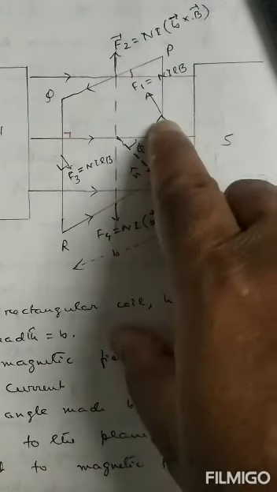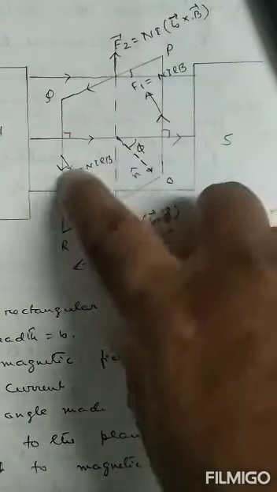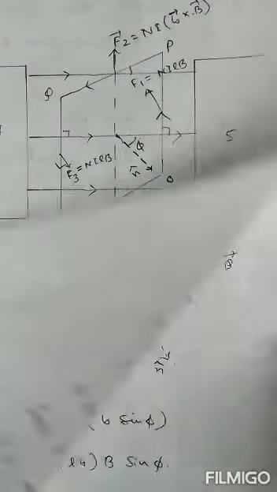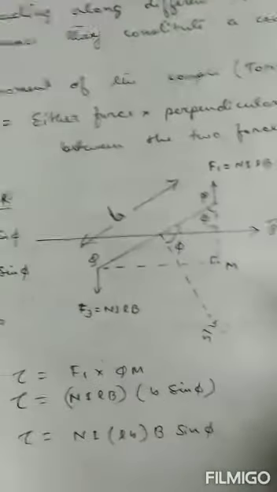But what is the direction of this force? This force F1 and F3, they are also equal in magnitude, opposite in direction, but they act along different lines of action. So this force F1 is in perpendicularly downward direction, and this force F3 is in perpendicularly upward direction. As a result, the coil will rotate due to the action of F1 and F3. The coil will rotate like this. That means F1 and F3 produce a couple, and due to the couple, the coil will rotate in the magnetic field.